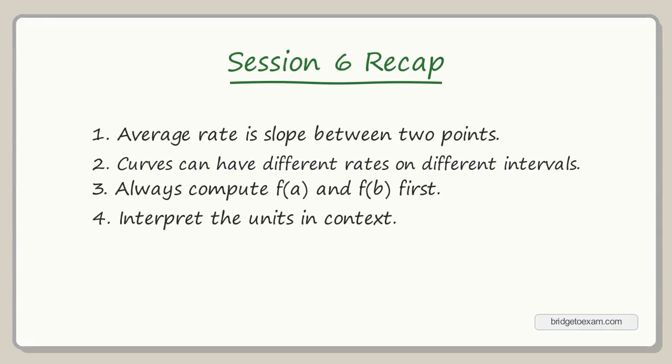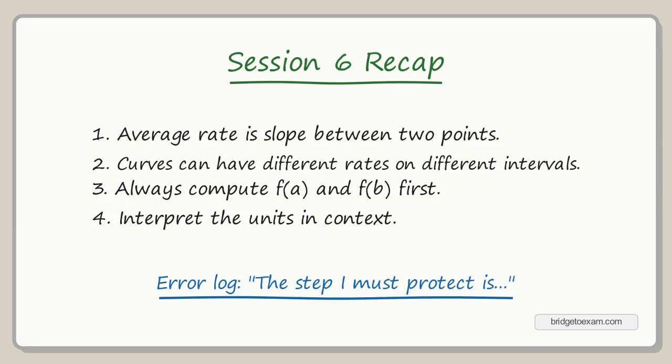Let's recap. Average rate is slope between 2 points. Curves can have different rates on different intervals. Always compute f of a and f of b first. Before moving on, write 1 sentence. The step I must protect is that small reflection turns the video into real self-learning.